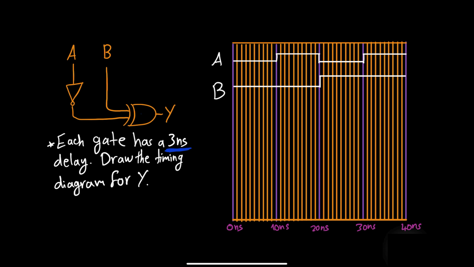Given is the following digital circuit with the two inputs A and B. The circuit has a 3 nanoseconds delay at each one of the gates. Draw the timing diagram for Y. We have the signals of A and B given.